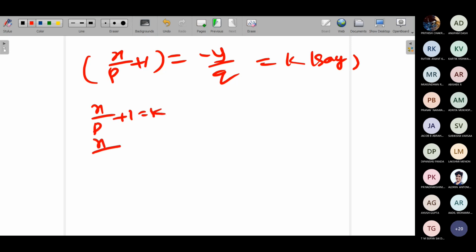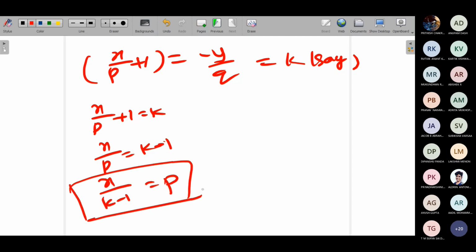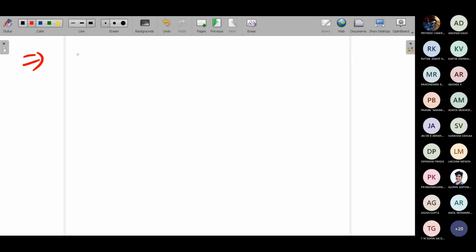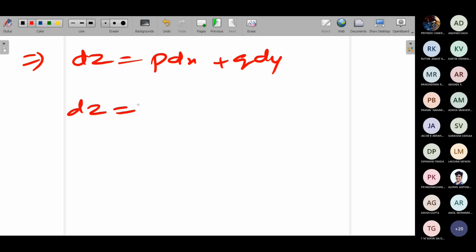Solving for p: x by p plus 1 equals k, so x by p equals k minus 1, so x by k minus 1 equals p. And minus y by q equals k, so minus y by k equals q. Therefore dz is equal to p dx plus q dy. So dz equals x by k minus 1 into dx, minus y by k into dy.